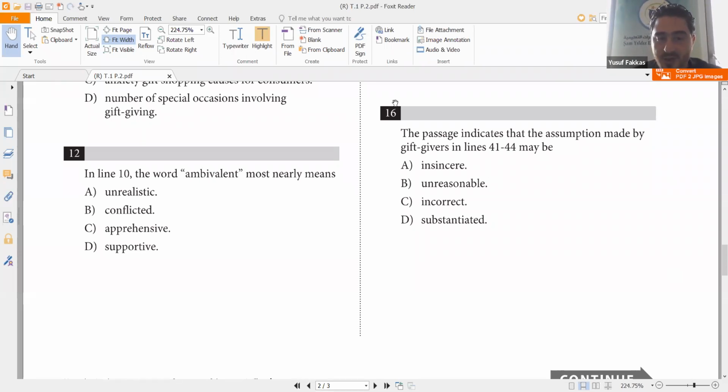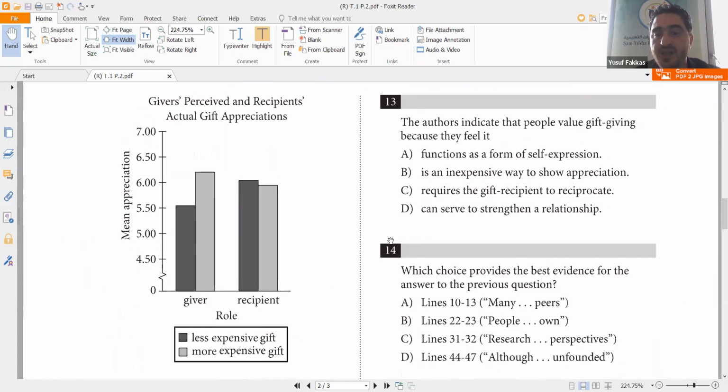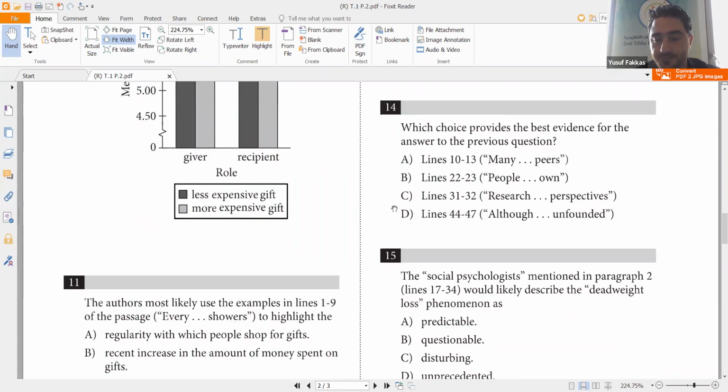Okay, so we're not going to do question number 2. We already did it before, and the answer was B, conflicted, because it was a mixture of positive feelings and negative feelings. And then, yes, we did question 13 and 14 before. And we said the evidence is in A, and the answer for 13 is D. People value gift giving because they feel that it can serve to strengthen a relationship. And our evidence is in the lines 10 through 13.